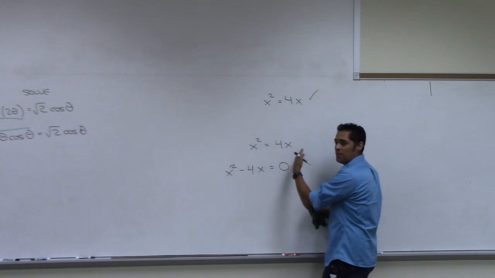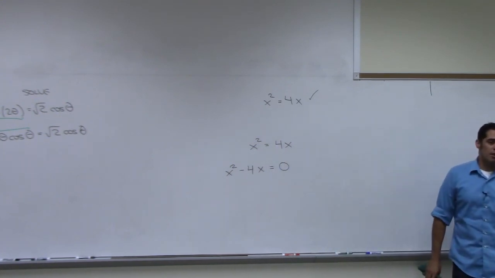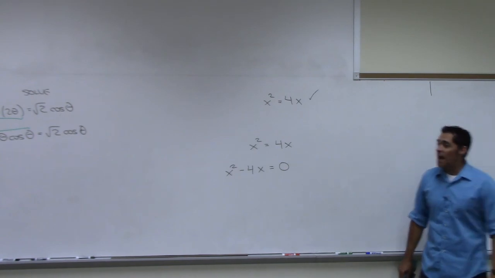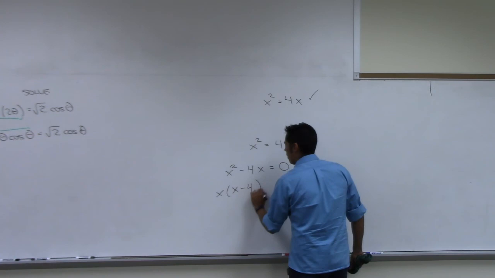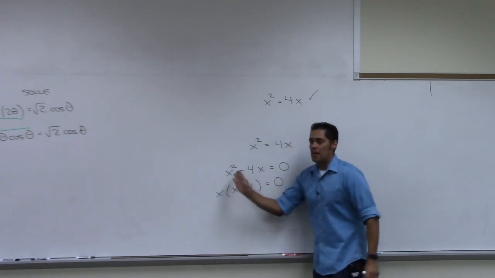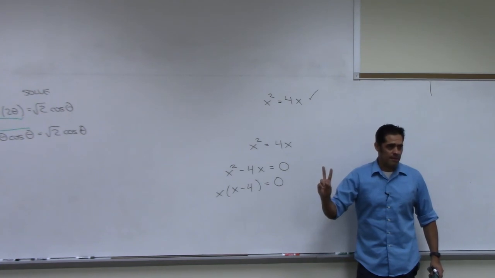That's just subtracting 4x on both sides. Now look at the left side. What can you do on the left side? Factor an x out. If I factor an x out, I'm going to be left with x minus 4 equals 0. Then I set both of those equal to 0, and I get both of my solutions there. Do you see that?